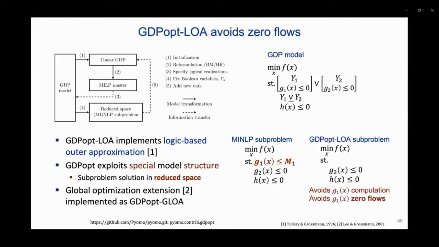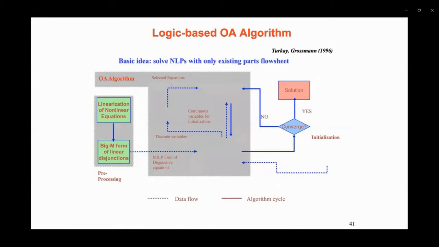So it avoids the computation of a constraint of a unit that is not selected, and we avoid especially this big problem of zero flows. And moreover, we also work the NLP in a reduced space. We don't work in the large original space of the superstructure. So we work on the structure of the particular topology that is actually being analyzed.